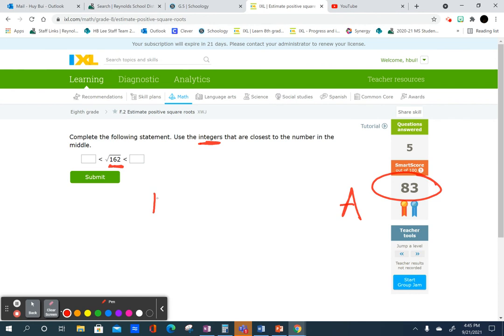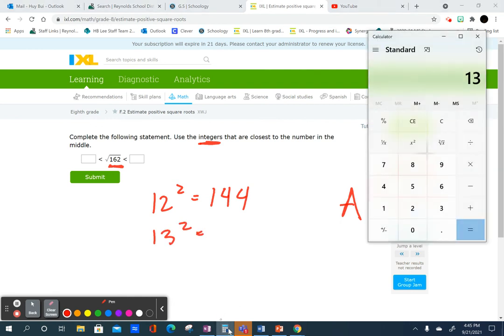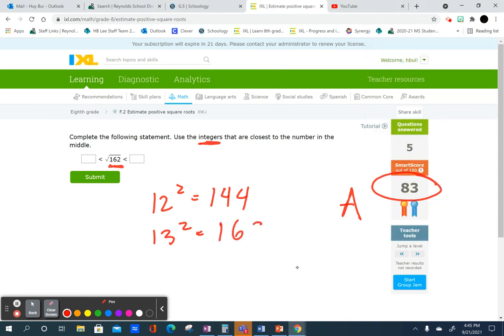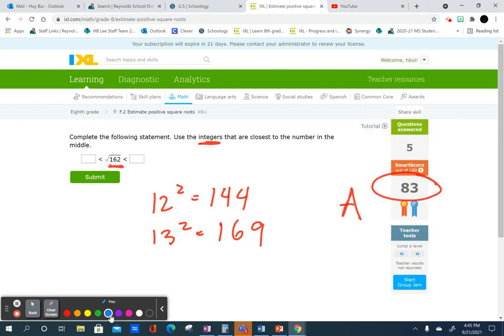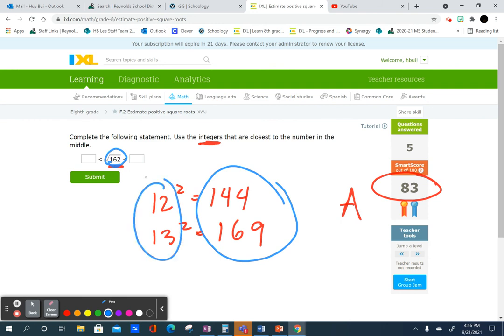Our previous problem, we did 12 squared was 144. So let's see what 13 squared is. 13 squared, and let's pull up that calculator. 13 squared, 13 times 13 is 169. Oh, wait. Is that seriously 169? That is 169. And our number is 162. 162 is between those two numbers. So our integers are between 12 and 13. That was pretty quick.